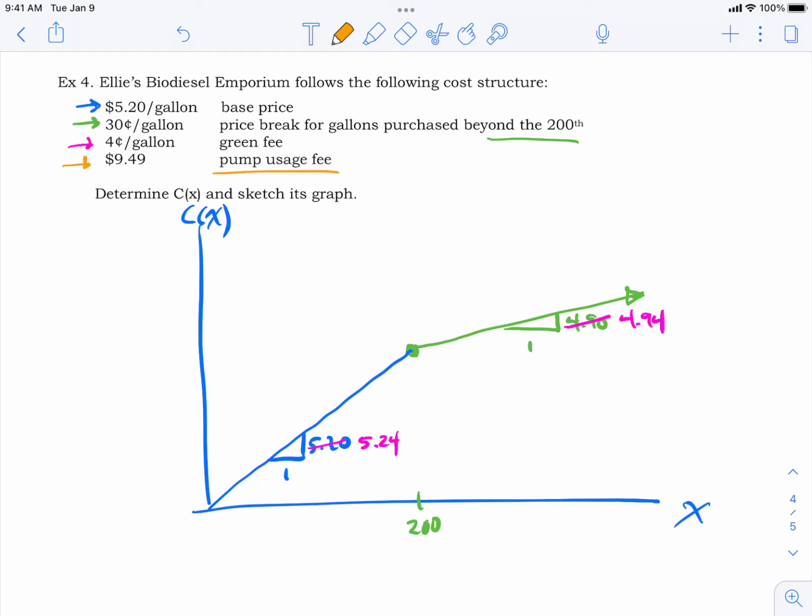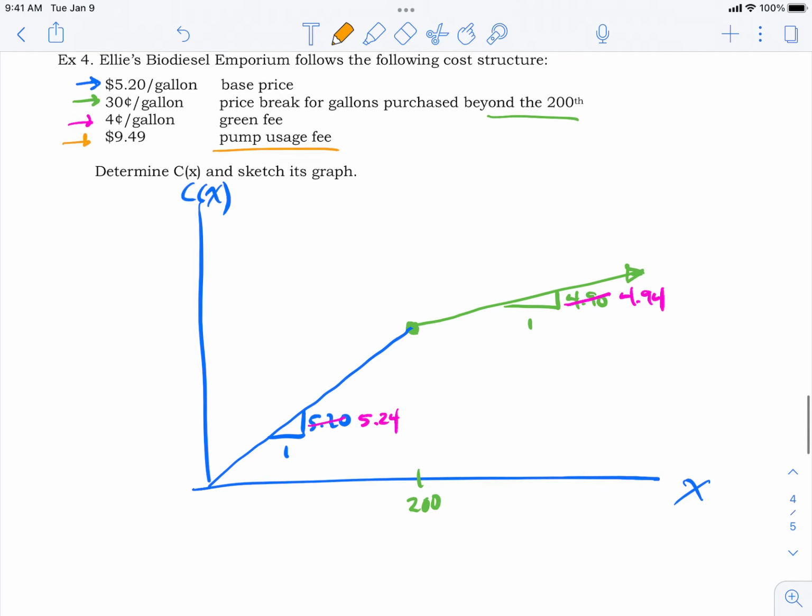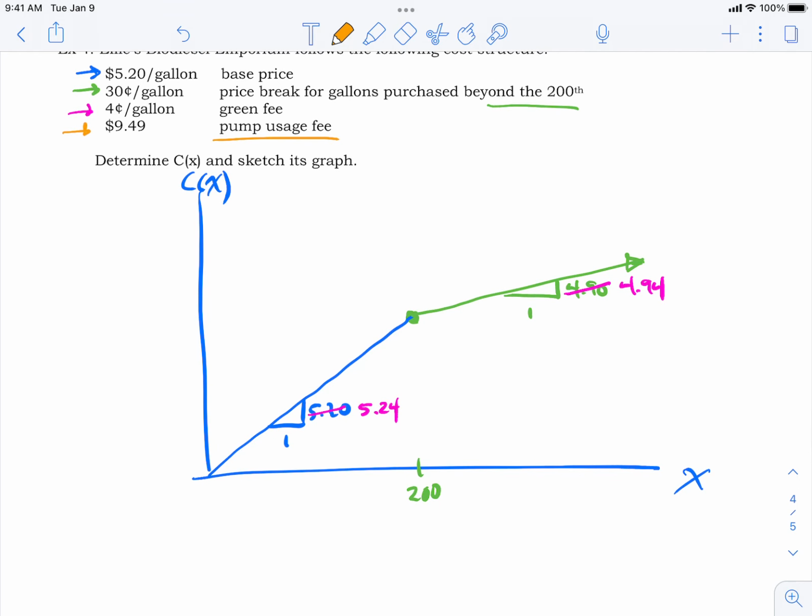$9.49 pump usage fee. Notice it doesn't say per gallon. It just says you're going to have to pay $9.49 to walk up to the pump, I guess, or if you're going to use the pump. So what am I going to try to do? I'm going to try to make this the y-intercept. It's not at 0, it's at $9.49.